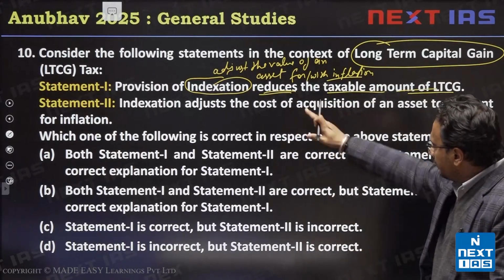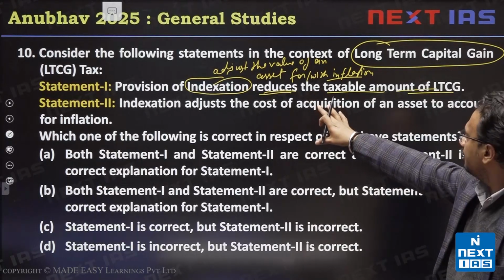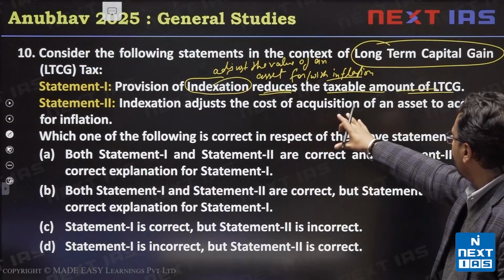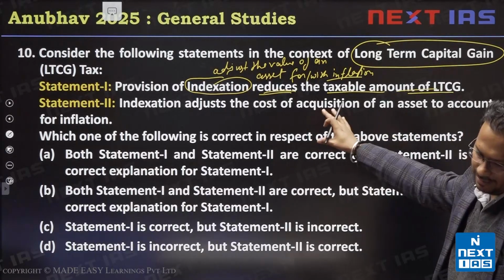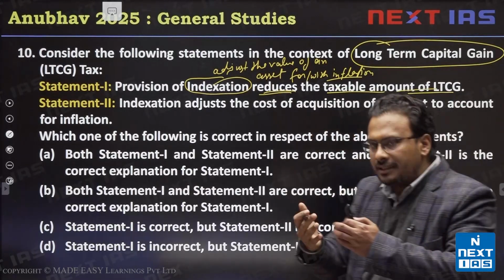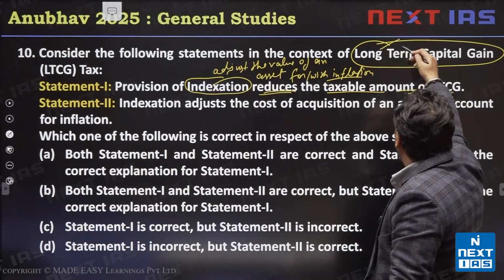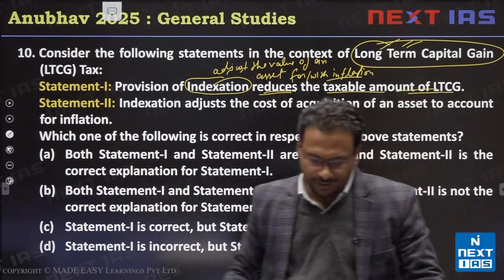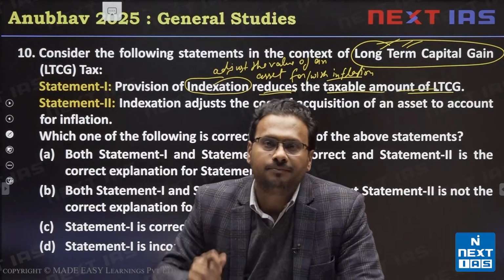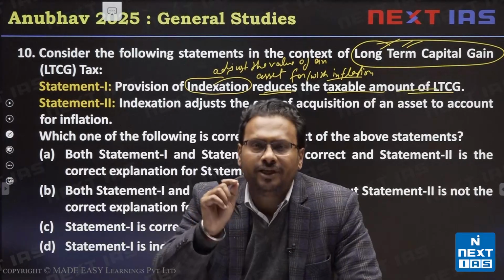Right? This is the point about indexation. Statement 1 says that provision of indexation reduces the taxable amount of LTCG. If I move ahead, we can say that this indexation can definitely bring down your long-term capital gain tax. How? Because it brings down the taxable income. Let's move to a further example.